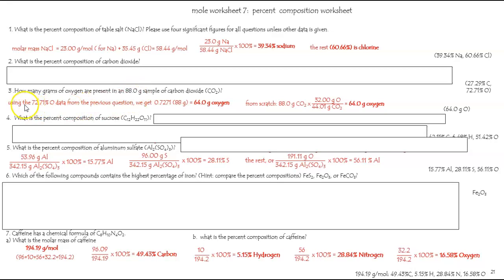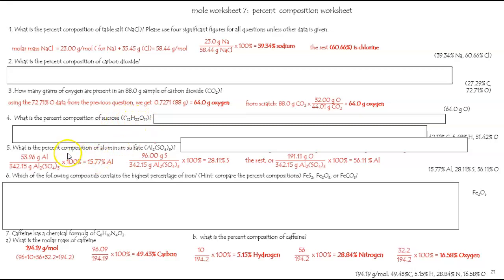And here we are. Let's see. Oh, look at this. What are we doing? Oh, somebody did. They took advantage of the previous data from the other one. It's 72.71% oxygen. And so 0.7271, that's the abundance, times 88 grams will give us the 64 grams of oxygen. That's close to our estimate. And there it is, shown from scratch if you wanted to see that. Number 4, same thing for just percent composition of sucrose.